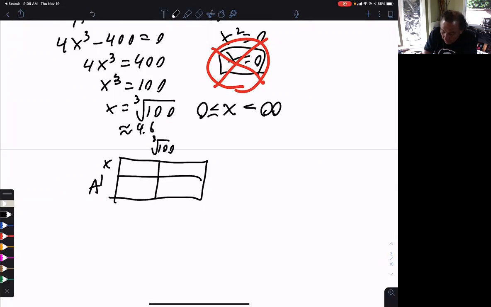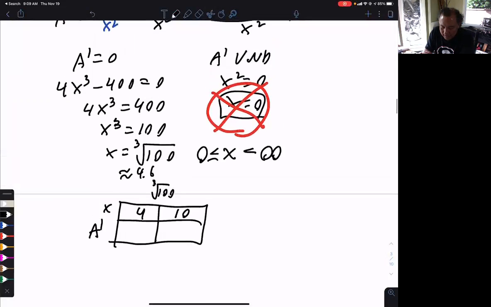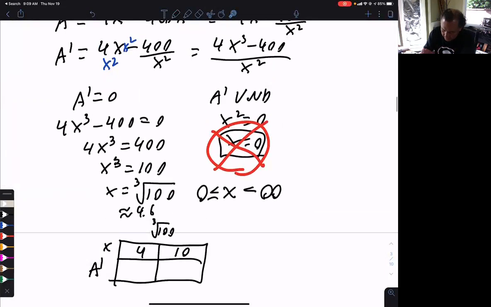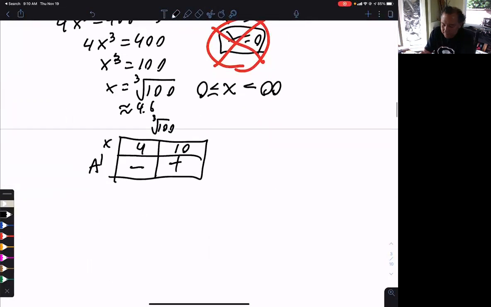So I'll pick a number smaller than that, 4, and a number bigger than that, 10. We put that into our derivative right here. If we put a 4 there and there, what is that? That's going to be 4 to the 4th, 256 minus 400. The top's going to be negative, and the bottom's going to be positive. So if we do that, this is going to be negative. We put a 10 here. It's 1,000, 4,000 minus 400. That's positive. That's positive.